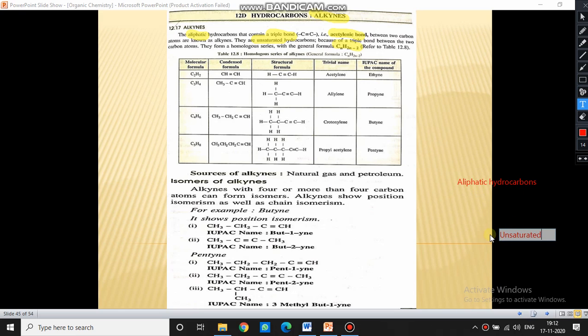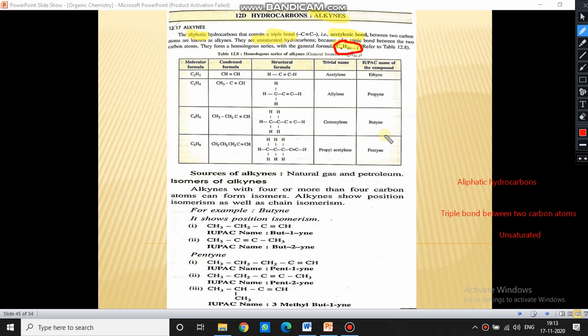So, they are aliphatic hydrocarbons, they are unsaturated, and they basically have a triple bond between two carbon atoms. And the general formula, we already know, is CnH2n minus 2. So, these four things will complete your definition.